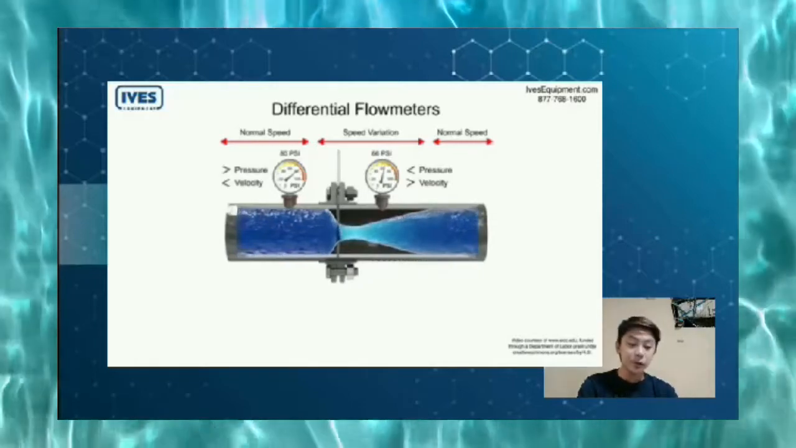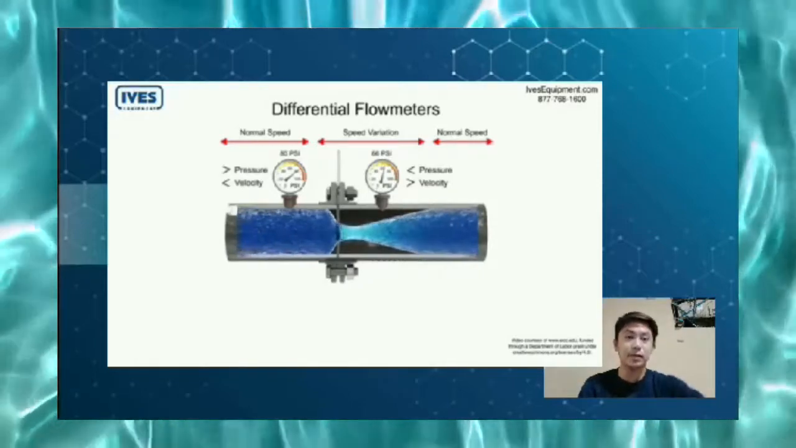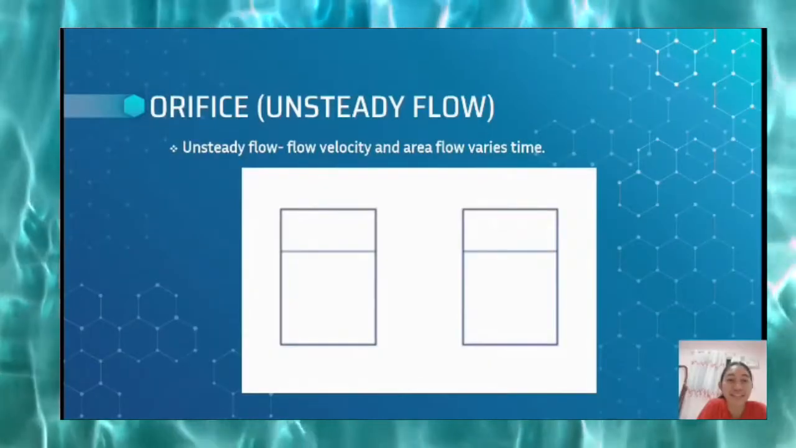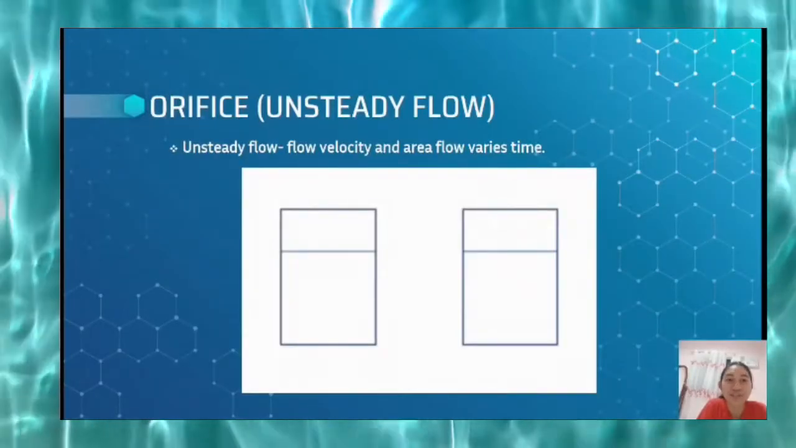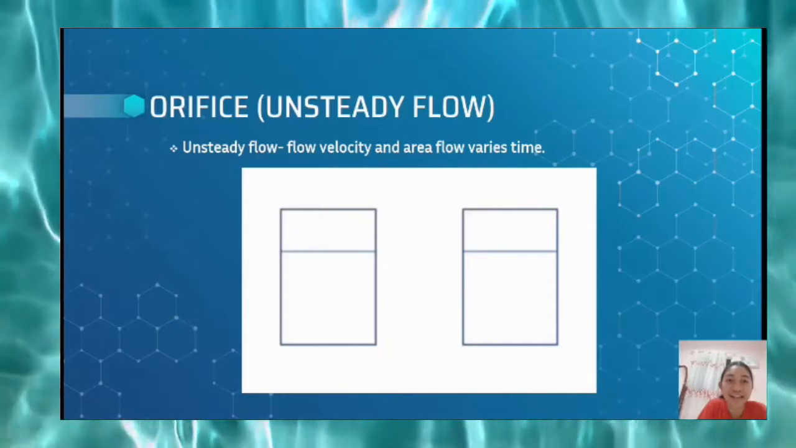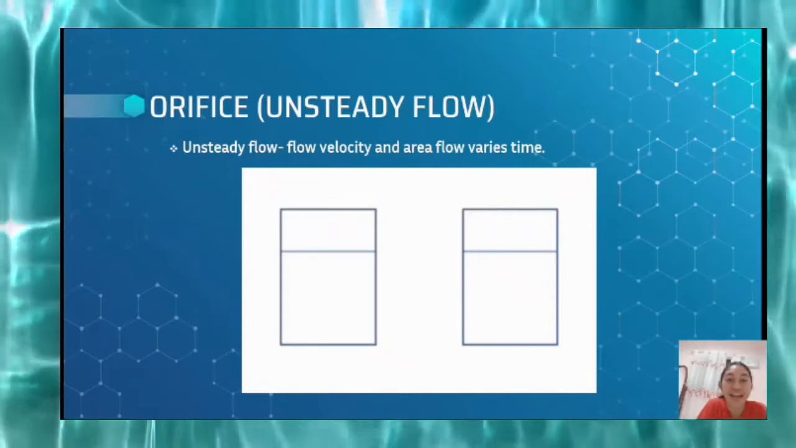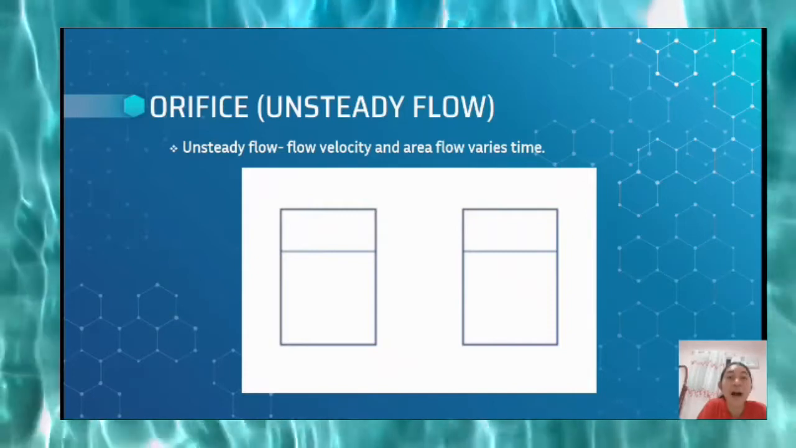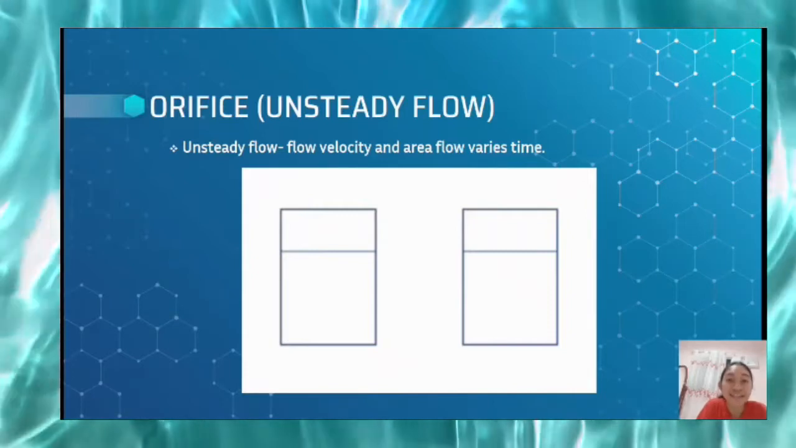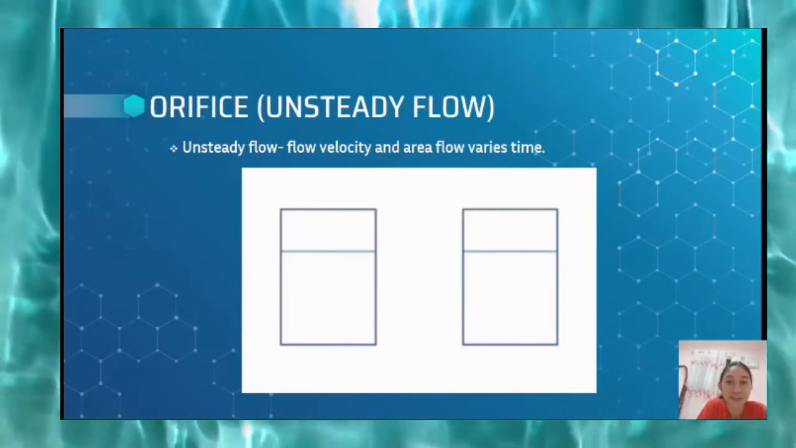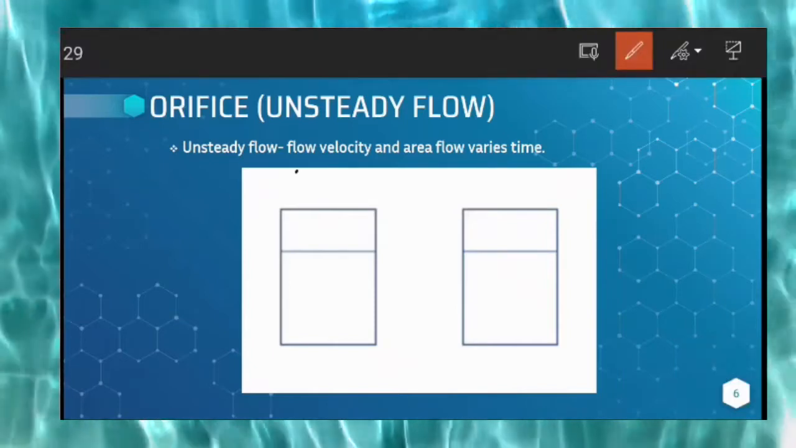The volumetric flow rate can be determined. Orifice unsteady flow. Unsteady flow is a flow where velocity and area vary. In unsteady flow, we have two conditions here. The height increases or decreases. Either way, it is unsteady because it varies with respect to time. We have an example here.